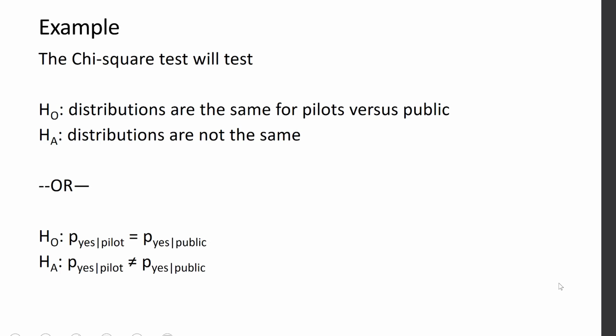Well, if you know that the probability of saying yes given you're a pilot equals the probability of saying yes given you're public, then you automatically know that the probability of saying no given that you're a pilot equals the probability of saying no given that you're from the public. So those null hypotheses are in fact the same. Since we only have two categories, yes or no, defining the probability of saying yes automatically defines the probability of saying no.